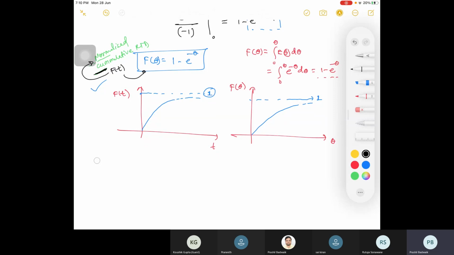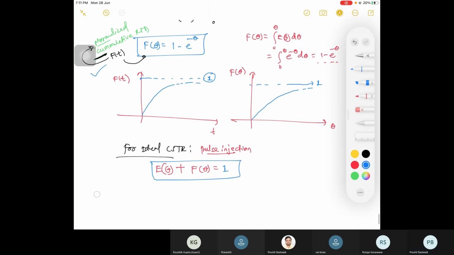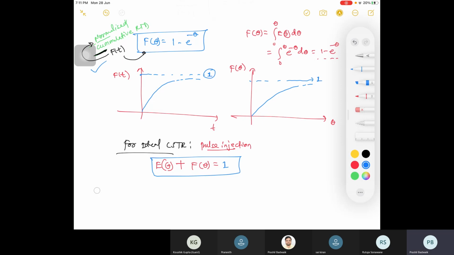Can I write like this for ideal CSTR? Please tell me, this might be asked in your exam. E of theta plus F of theta is equal to 1. So whenever such kind of equations come, you please write ideal CSTR. That is your F of theta plus E of theta is equal to 1.